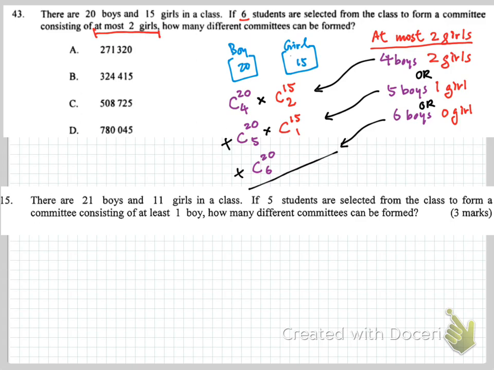At most 2 girls means that there are 2 girls, or there is 1 girl, or there is no girl. So if there are 2 girls, there are 4 boys. 1 girl, 5 boys. No girl, 6 boys. So we construct all these different ways to choose 4 boys out of 20, 2 girls out of 15, and so on. Then we use the calculator to punch in the numbers, and the answer to this question is D. There are 780,045 ways for the selection of this committee.